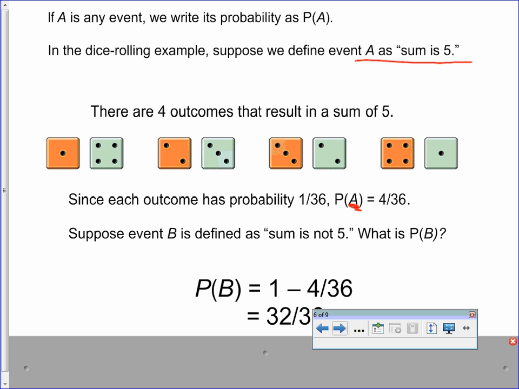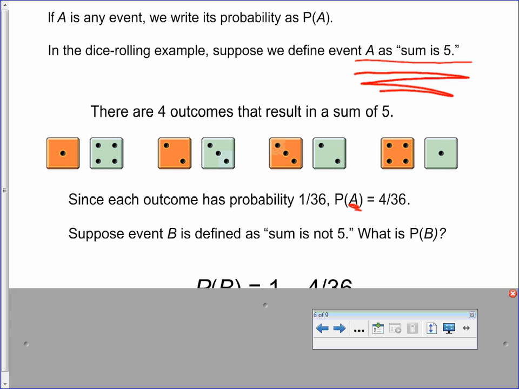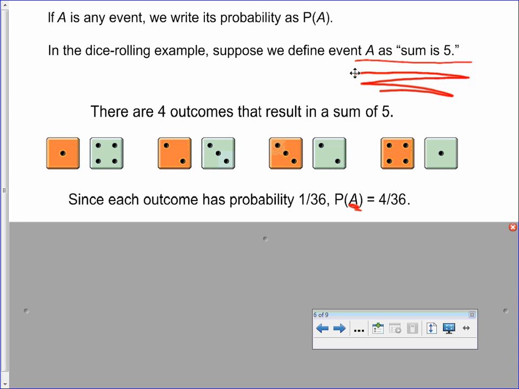So how about if we defined A as the sum is 5? And let's do this, hold on. And so we would say, since each outcome has a probability 1 out of 36, and there are 4 different outcomes that will give us a 5, right? You got the 1 and the 4, the 2 and the 3, the 3 and the 2, and the 4 and the 1, then the probability is 4 out of 36, or 1 out of 9.